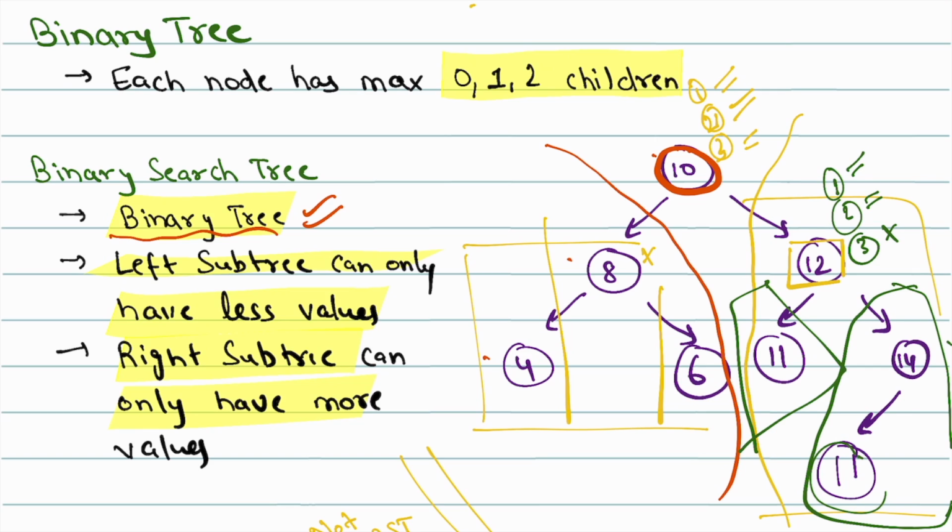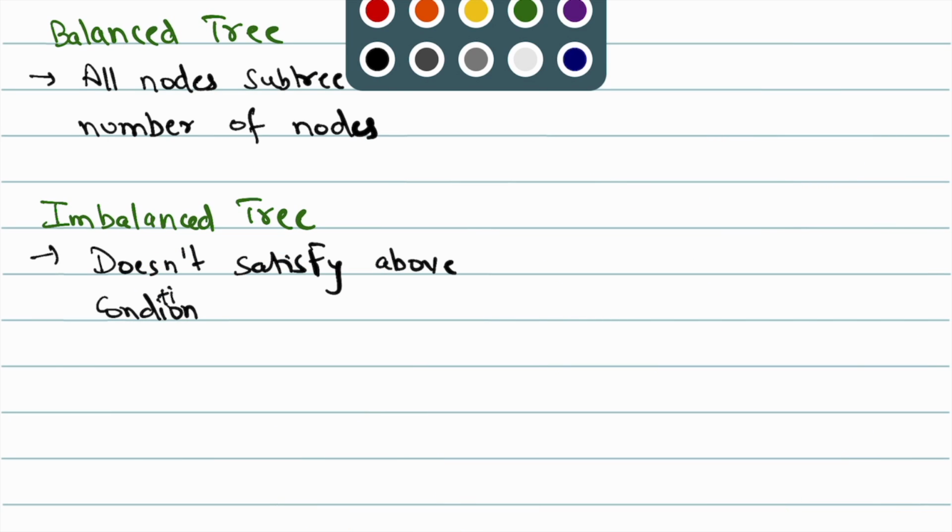I'm going to just fill in the data for 8. So first condition is satisfied. Second condition is satisfied, but the third condition is not satisfied. So this is how we check if it's a binary search tree or not.